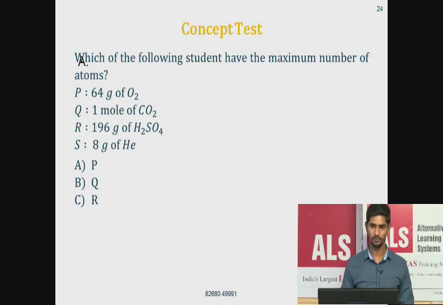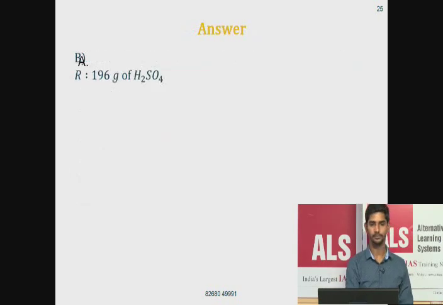Okay, let's check out. C would be the correct answer. Why? Because the number of moles in H2SO4 comes out to be 2. If you solve that, 196 divided by 98 is 2. Into the number of atoms, 4 plus 2 plus 1 is 7 in H2SO4. So this one should have the highest value, 14 into Avogadro number.